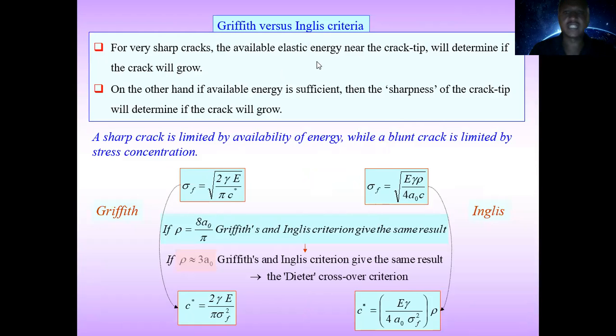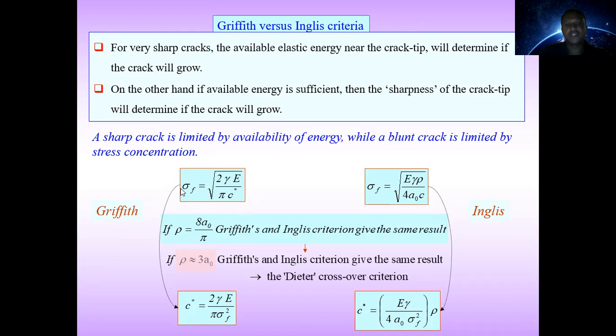So, Griffith versus Inglis criteria. For very sharp cracks, the availability of elastic energy near the crack tip will determine if the crack will grow. On the other hand, if available energy is sufficient, then the sharpness of the crack tip will determine if the crack will grow. A sharp crack is limited by availability of energy, while a blunt crack is limited by stress concentration.